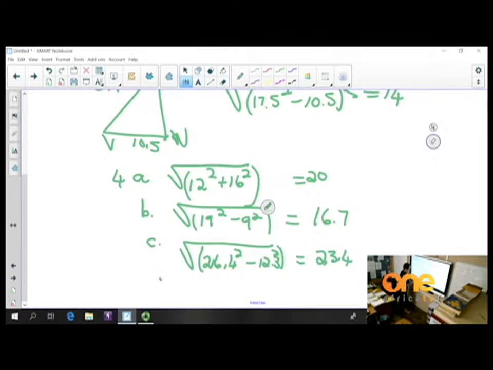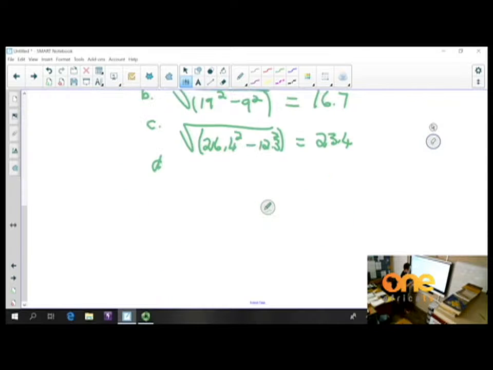23.4. And then the last one there, number D, and that one is again an addition one, so it's 11 squared plus 12 squared. And what do we get? So it's the square root of 11 squared plus 12 squared, close, is equal to, and I have 16.3 centimeters.